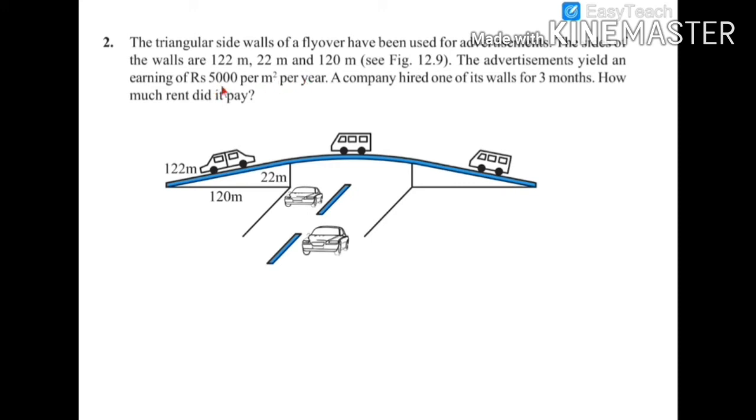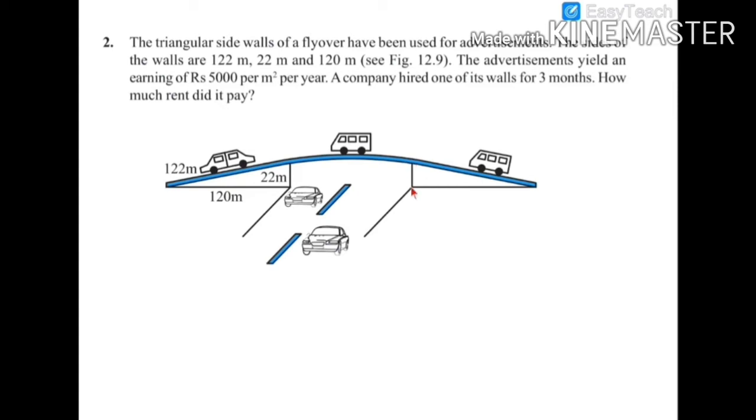Now this is rent for whole year, but we have to find only for 3 months, and 3 months is 1/4 of a year because there are 12 months in a year. So 3 times 4 is 12. So we have to find the cost for advertising 1/4 of the year. That means this cost must be divided by 4.